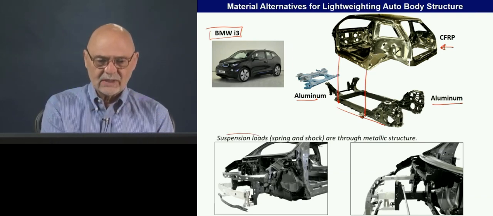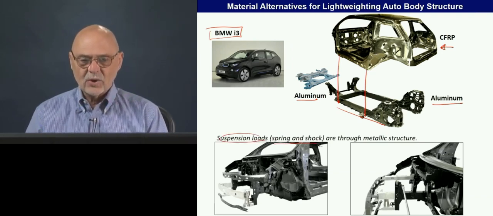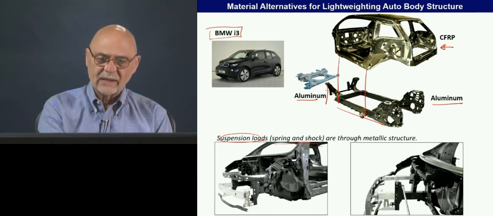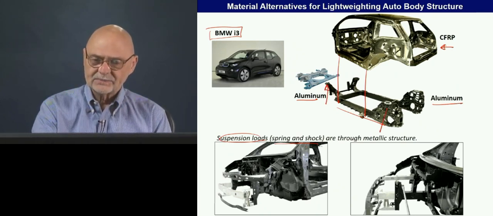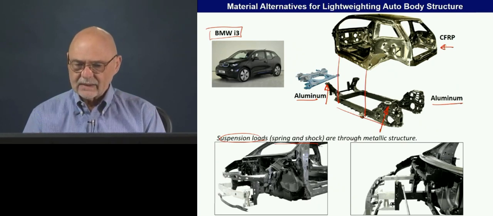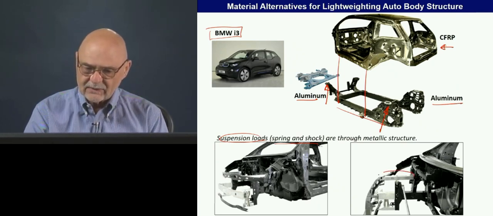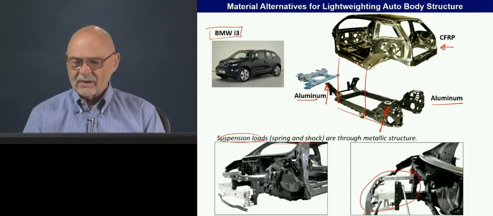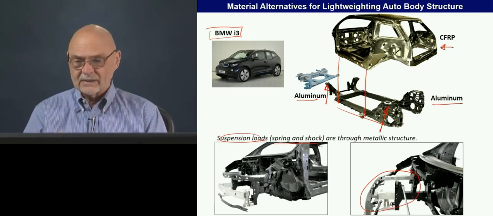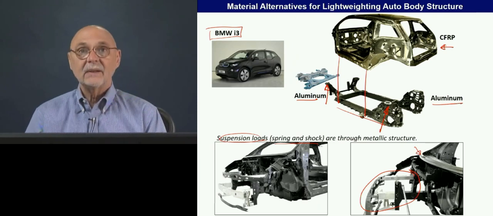The suspension loads through the spring and shock go through the metal structure, so they're applied here and here. And here we see the assembly of the front end of the car, also aluminum onto this carbon fiber structure.